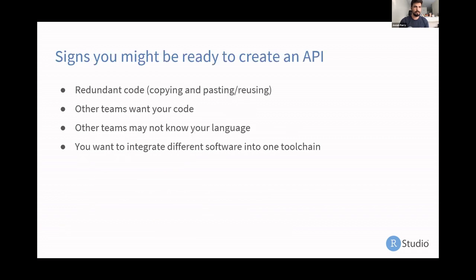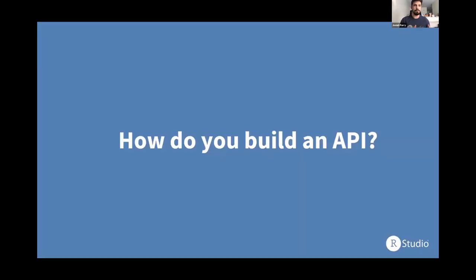Next slide, please. And some of the signs that you might be ready to create an API are if you have redundant code, or if there are other teams that want to use your code, and particularly if those other teams do not know your language, it might be very useful to create an HTTP API. Next slide, please. And so how do you build an API?